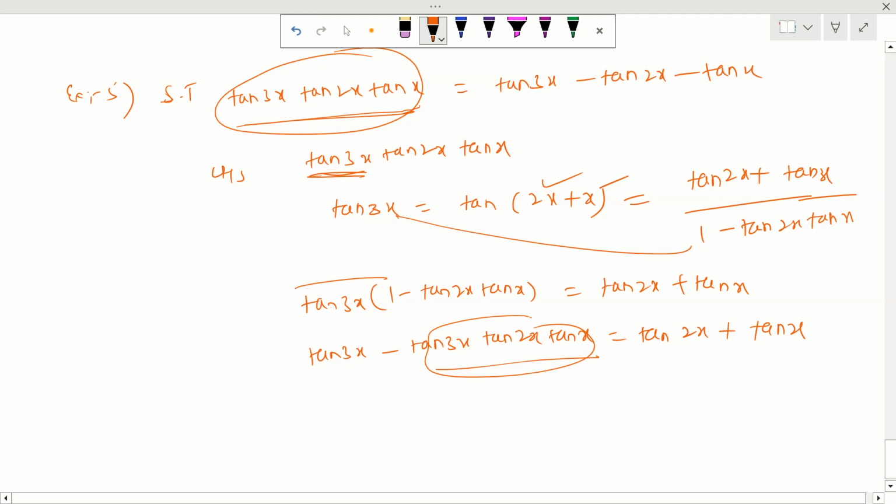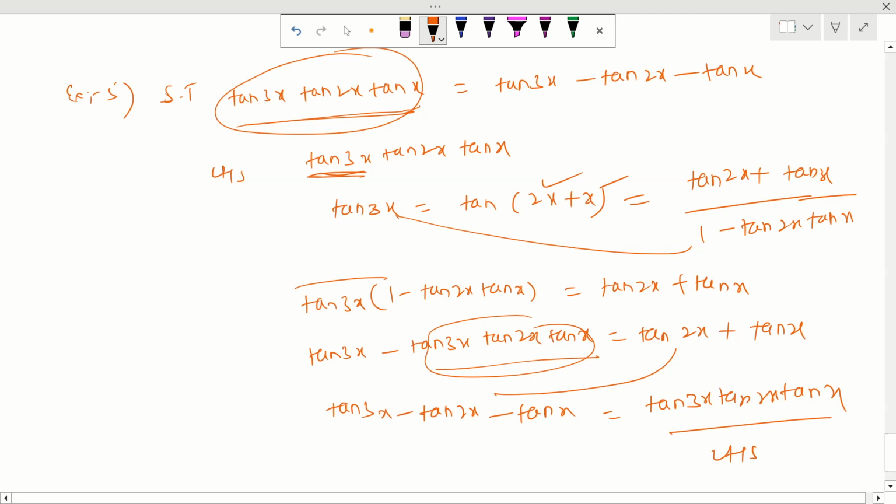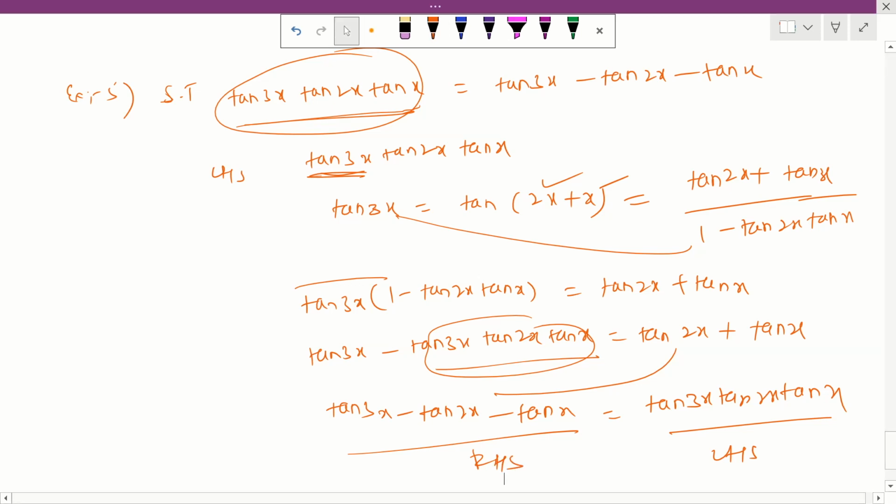This LHS term I am taking to that side, then it will be positive. The other terms I take to this side, then they will be negative: minus tan 2x and minus tan x. So this is positive tan 3x minus tan 2x minus tan x. The first term is LHS and this term is RHS. Hence, this is proved.